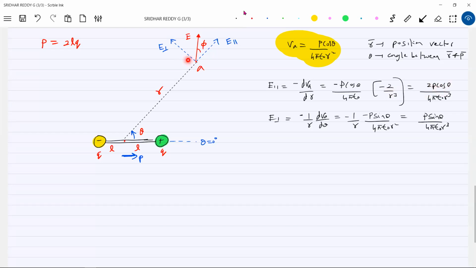To get the perpendicular component, I'm going to differentiate with respect to theta. This is not V theta, V at A. Okay, see once. Better I suggest you remember this. And to get the E parallel, E perpendicular, there's a formula. If you can remember, that'll be sufficient.